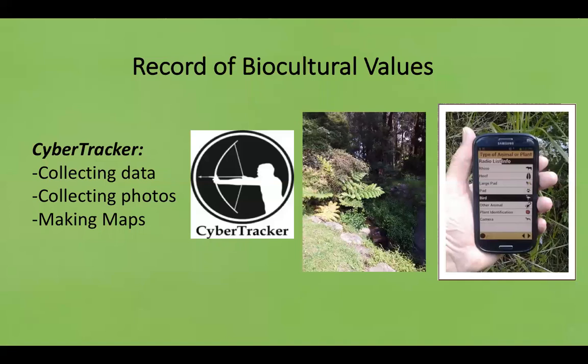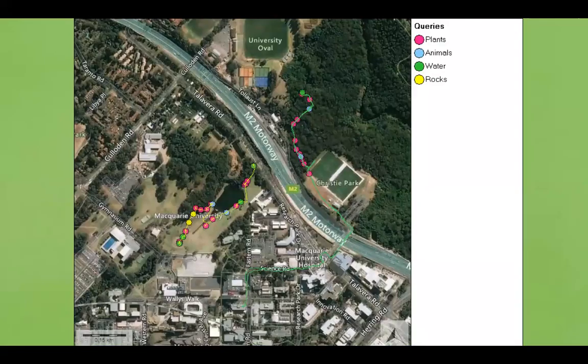The method to record the biocultural values is using CyberTracker. It is software from a South African non-profit company that helps people to collect data and photos conveniently. Then the data collected in this application is used to make the biocultural values map. This is the biocultural values map made by CyberTracker that indicates the location of the plants, animals, water, and rocks in the Moss Creek area.